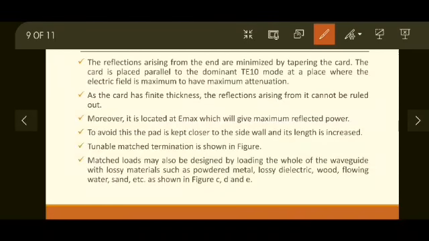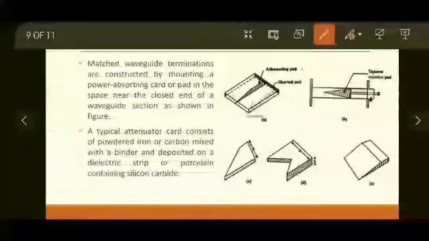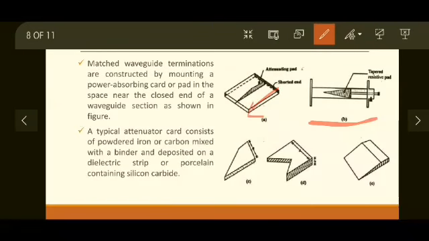To avoid this reflection, the pad is kept closer to the side wall and its length is increased. So if this is a side wall, the pad is kept closer to it and its length is further increased to avoid the reflection. A tunable match termination is also shown in figure B. So this is a tunable match termination. You can move this terminating card or attenuating card further forward or reverse to achieve a desired termination. So that is a tunable one.